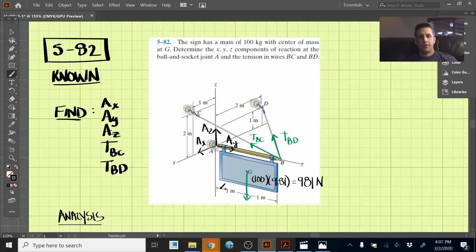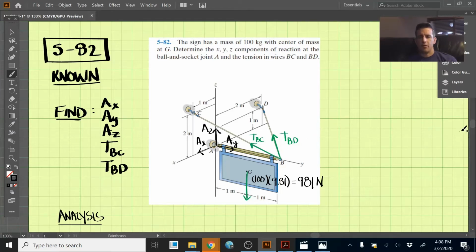So this is problem 582, and we're given a sign hanging. We know its mass is 100 kilograms, and its center of mass is at G right down here. We're to determine the XYZ components of the reaction of the ball and socket joint at A, as well as the tension in cable BC and the tension in cable BD.